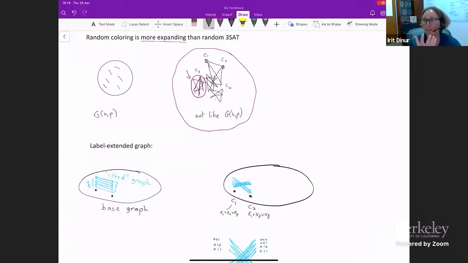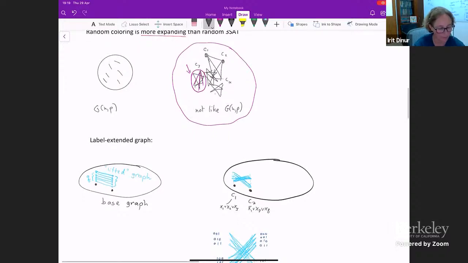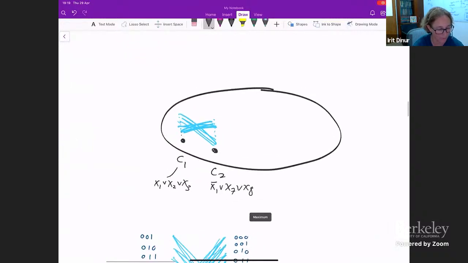This is kind of the graph underlying the instance, but of course it doesn't show all the information. What does show all the information? It's a kind of a lift of this graph. We call it the label extended graph. In the label extended graph, let's look, for example, here.